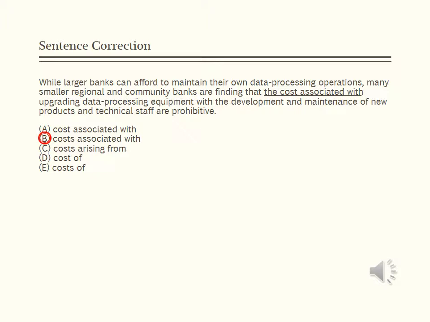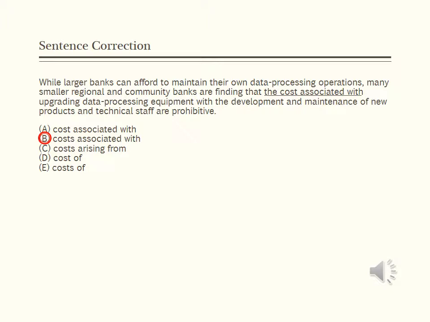Take a moment to read the following passage, paying particular attention to the underlined portion of the paragraph. In order to answer the question correctly, we must first determine if we are using the word cost or costs. In this case, we will use the plural form costs, as there are going to be various types of expenses that arise from upgrading data processing equipment instead of one singular cost.